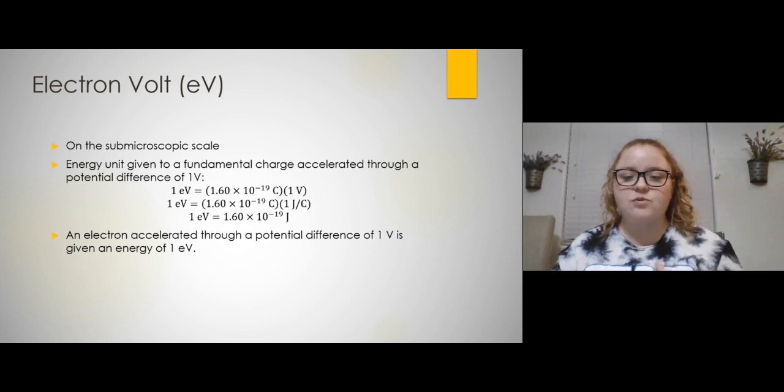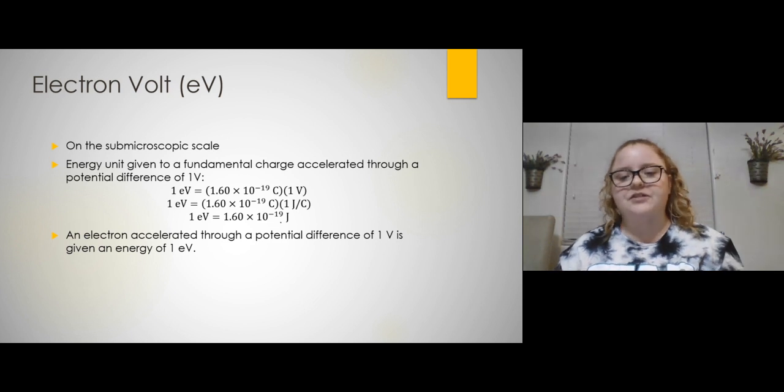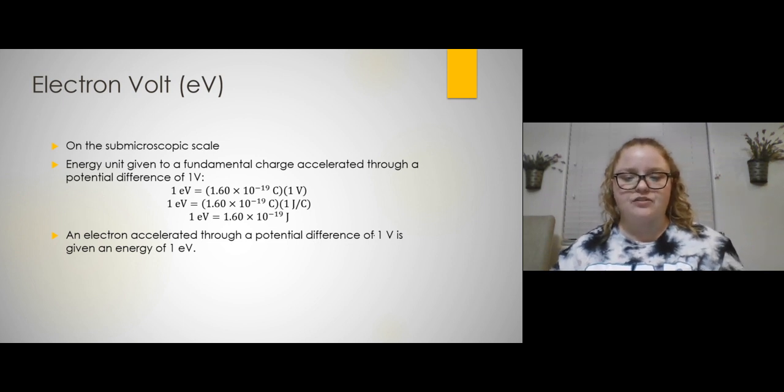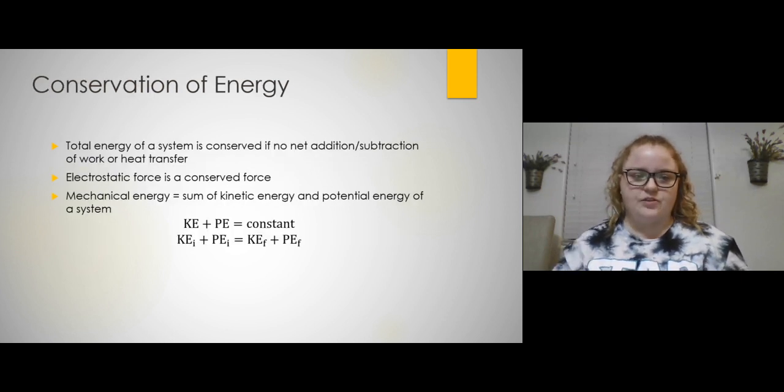times 1 volt. And then with some quick algebra looking at the units, we find that 1 eV is equal to 1.60 times 10 to the negative 19th joules, okay? So an electron accelerated through a potential difference of 1 volt is given an energy of 1 electron volt.